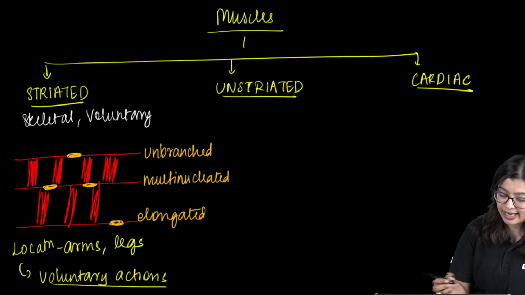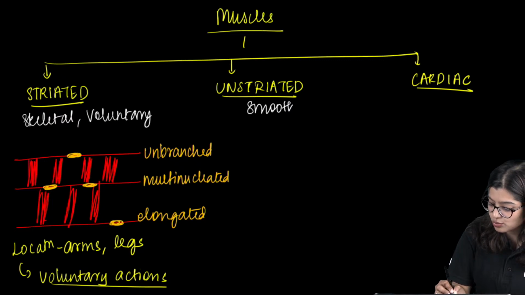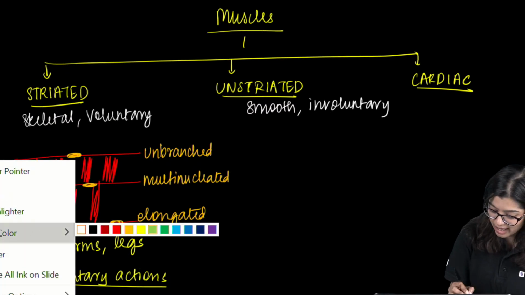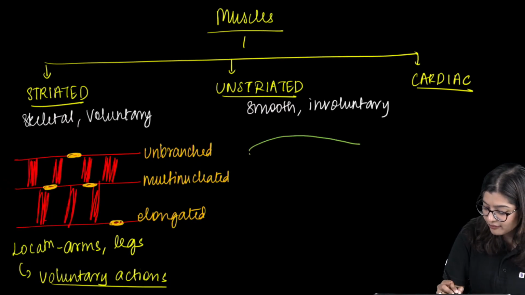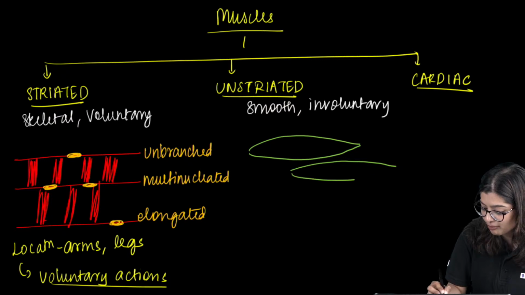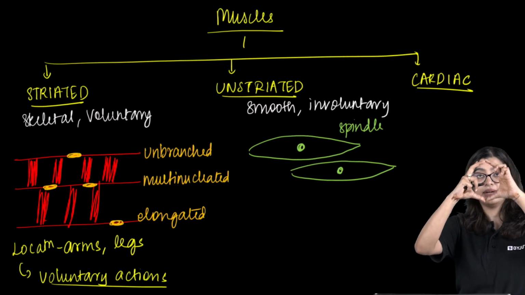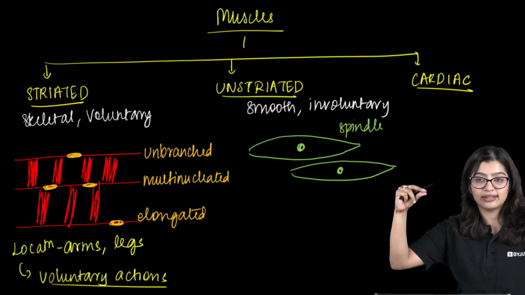Now next up, what do we see? We have unstriated muscles. Now unstriated muscles are also called smooth muscles, or involuntary muscles. Now if you look at its shape, I'm going to use green color. We see that they have a spindle shape, right? That means it is broad in the center, narrow at the sides.